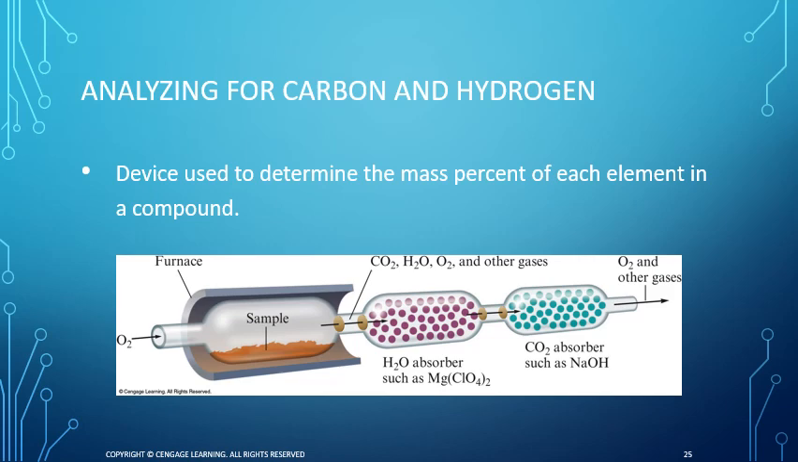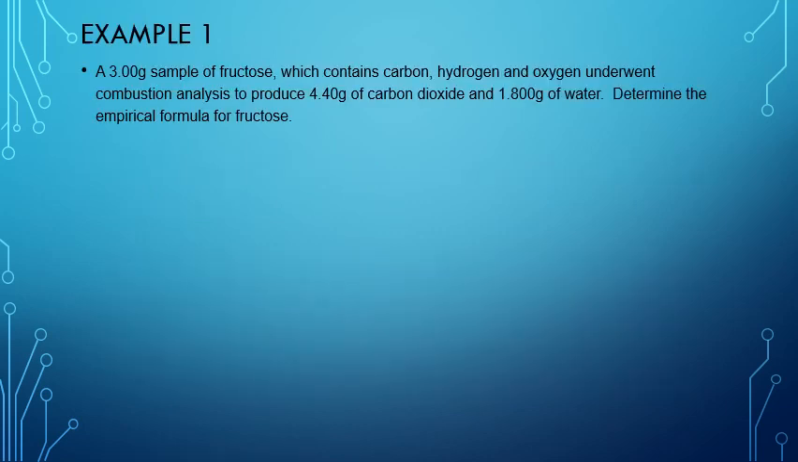Now, that's not a big deal. If the sample has a 3-element compound, then by knowing the mass of the CO2 and the mass of the H2O, we can work backwards and find the mass of the third element by simply subtracting. So in this first example, we have a 3 gram sample of fructose, which contains carbon, hydrogen, and oxygen, that underwent combustion analysis to produce 4.40 grams of carbon dioxide and 1.8 grams of water. Determine the empirical formula for fructose.